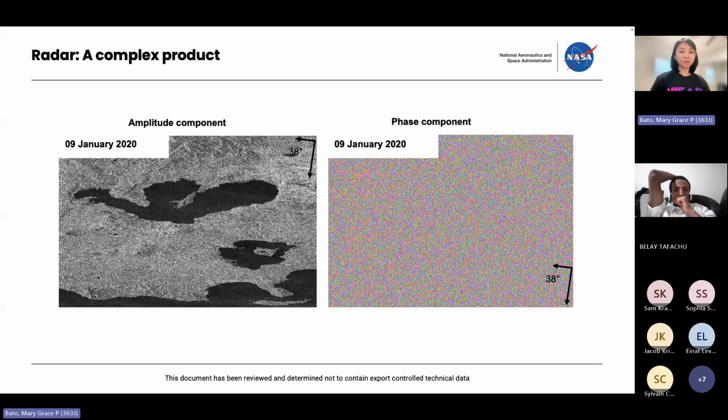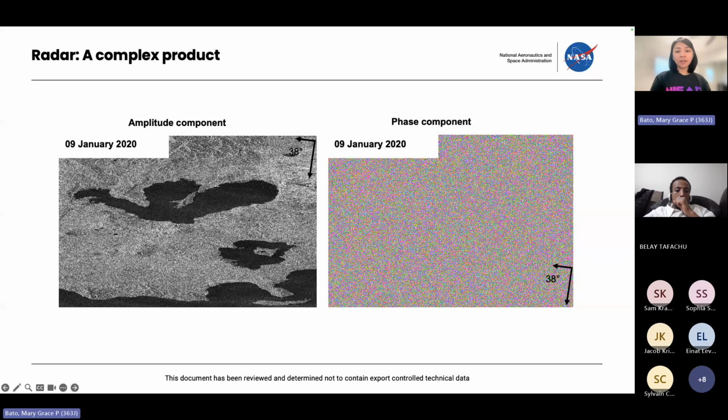data sets or products. So radar is literally a complex product. If you load the radar data, there are 2 components that you could get from it. It's not just an image. When you load optical data, you see several bands in different spectrums, and you see just gray things. But radar data is not like that. It's a complex signal. Once you load them, you have to separate the amplitude component from the phase component.